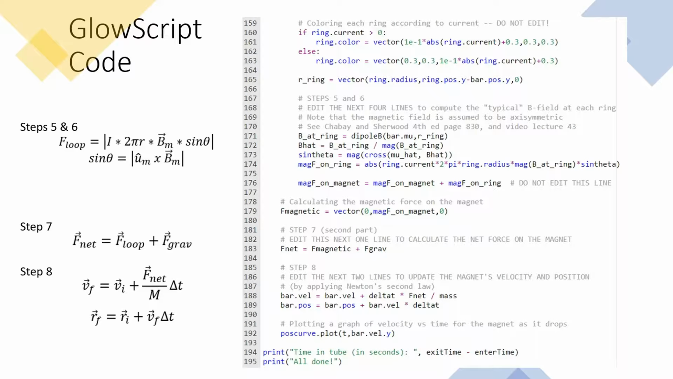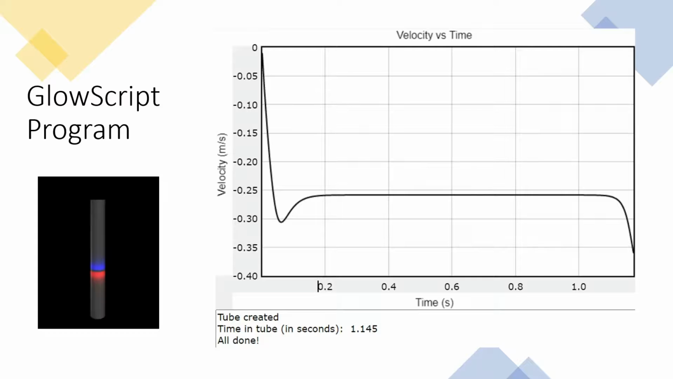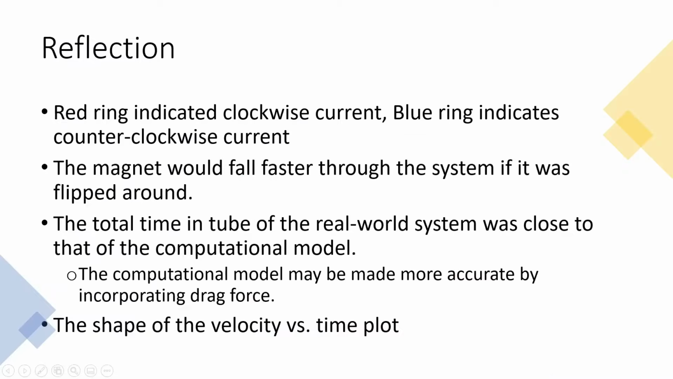Next, in steps 5 and 6, we find the force of the magnetic field at each ring and sum the forces using superposition. We add the sum of the magnetic forces to the gravitational force on the bar magnet in step 7 to find the net force acting upon the bar magnet. Finally, step 8 implements the momentum principle and updates the velocity and position of the bar magnet due to the forces on the bar magnet. The resulting visual model shows the bar magnet falling through the tube, a velocity versus time graph, and then displays the final result that the magnet falls through the tube in 1.145 seconds.